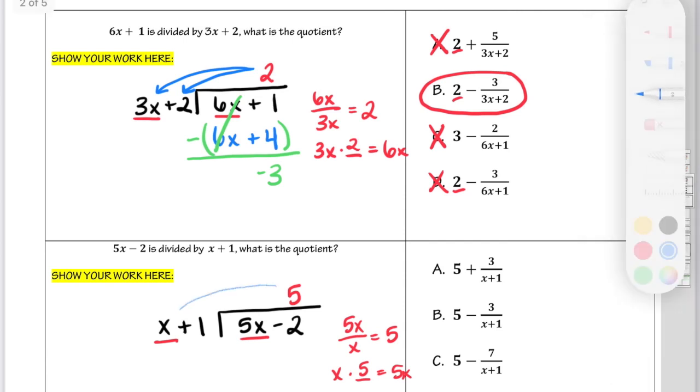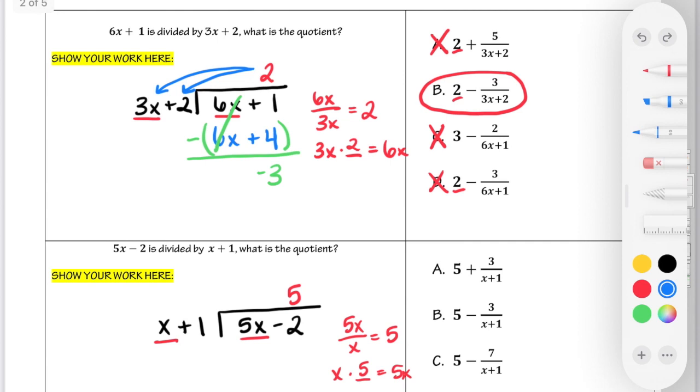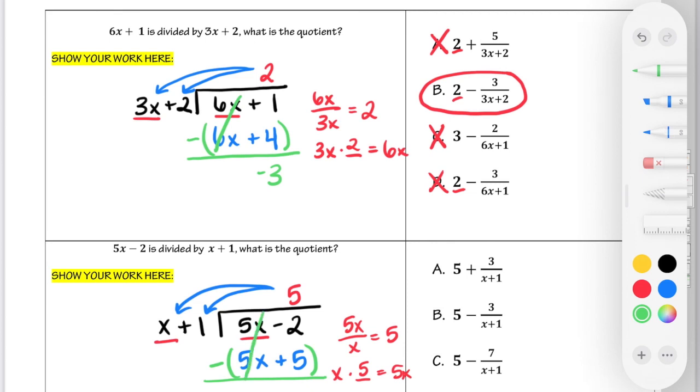So I put the 5 over top of the negative 2 because they're both constants. Next step is to multiply. Multiply 5 by both of the terms on the outside. So 5 times x gives me 5x. 5 times 1 gives me positive 5. I have to subtract both. Don't forget to subtract both. 5x minus 5x, that should always cancel if you did it correctly. Negative 2 minus 5 is going to be negative 7 as our remainder.